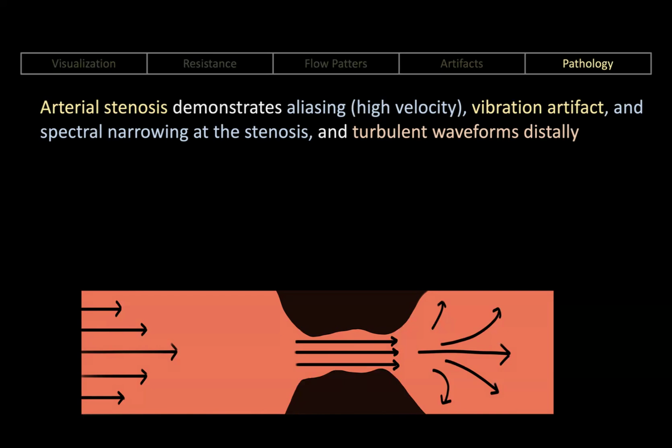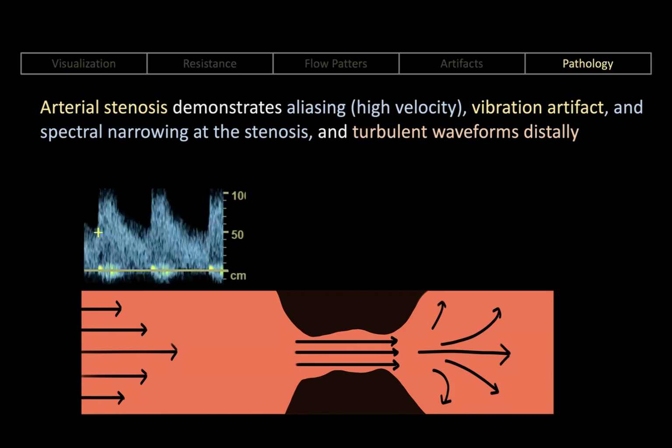In the beginning, in a smaller vessel, maybe in a renal artery, you have laminar flow. Then when everything gets to the area of stenosis, it changes to plug flow because everything is forced to go at a particular velocity. And then more distal to that, you get turbulent flow. And so those are the three waveform patterns that I think are important to be able to recognize.